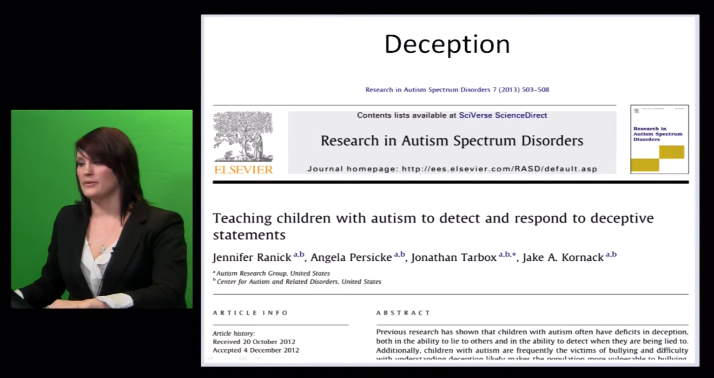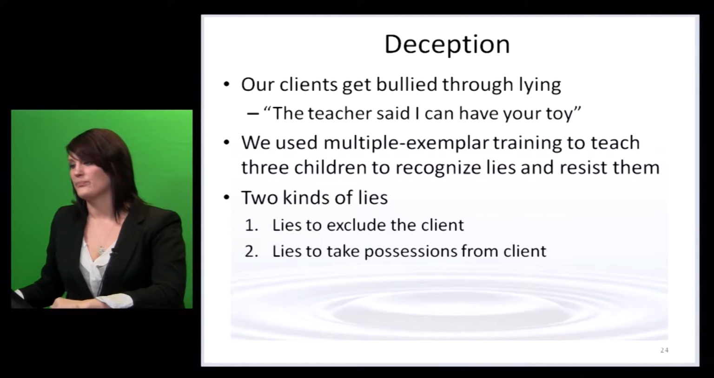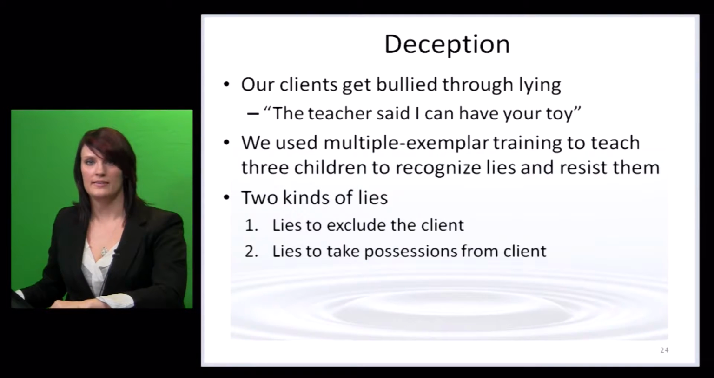So this study we published recently as well, and it was on teaching children with autism to detect and respond to deceptive statements. This is very similar to the study on sarcasm. So as I mentioned, our clients get bullied through lying a lot. So a child may say, the teacher said I can have your toy, and the child will just give it to them. And this is something that parents and clinicians were reporting, that our children were getting bullied and they didn't know how to teach the skills appropriate in these situations.